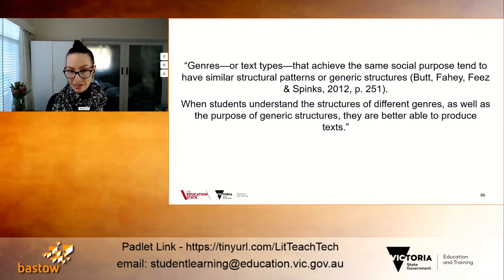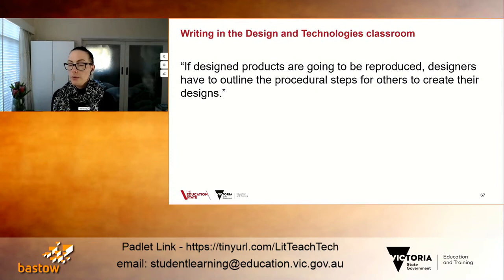When students understand the structures as well as the purpose of the generic structures, they're better able to produce the text. Well, I don't think that's a huge surprise. In design and technologies, if designed products are going to be reproduced, and that's if we're creating a design for something and we do want other people to produce it, we want to go viral, then we need to create some procedural steps so that others can recreate whatever it is that we've made. Probably the great example of this is masks at the moment, yeah? Face masks, you see all of these procedures being sent out and shared on the internet for how to make the best mask, and you make some quick dollars if you can produce some quick ones.